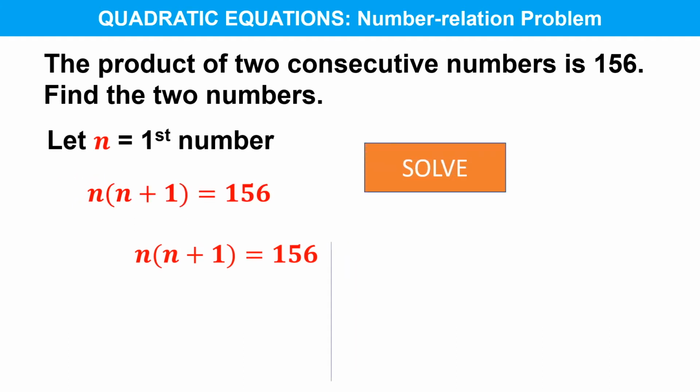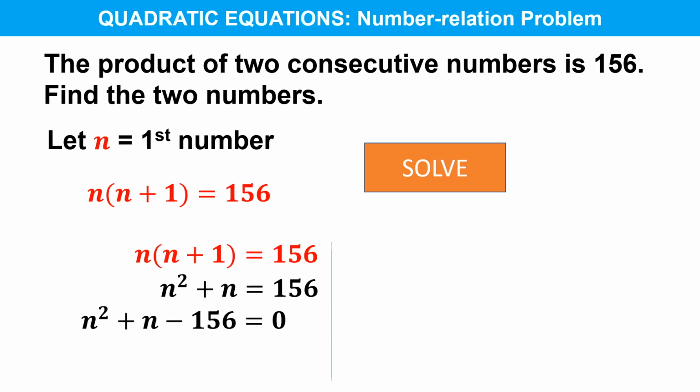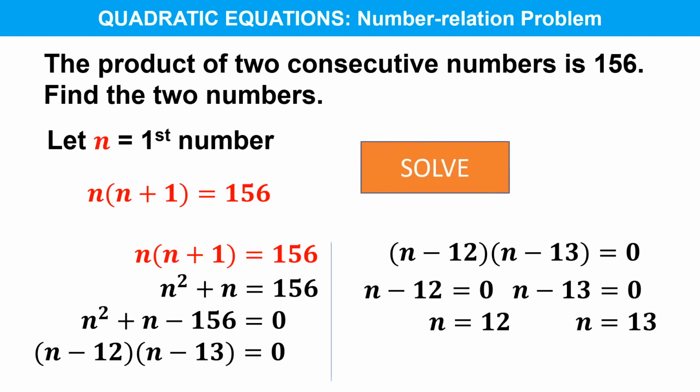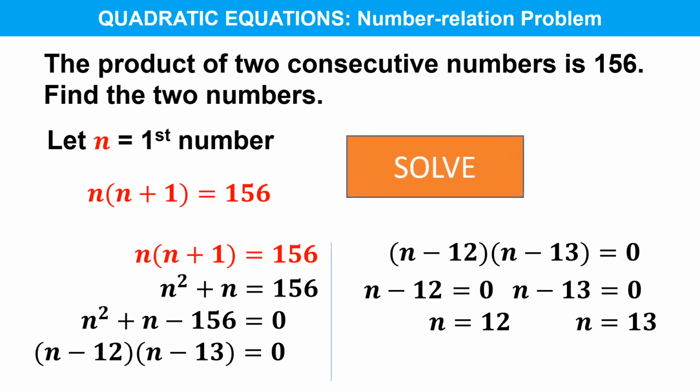Let us now solve the equation n times (n plus 1) is equal to 156. Multiply n by n plus 1. Express the equation in standard form. Factor the left side of the resulting equation. Equate each linear factor to 0. Thus, the roots of the equation n times (n plus 1) is equal to 156 are 12 and negative 13.